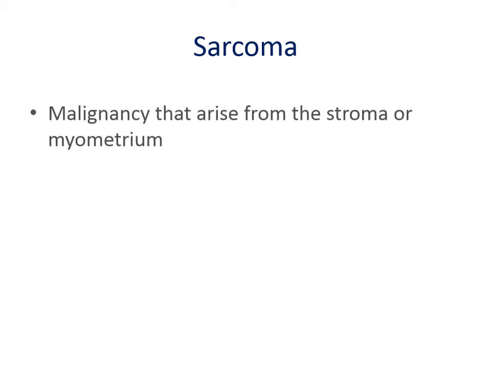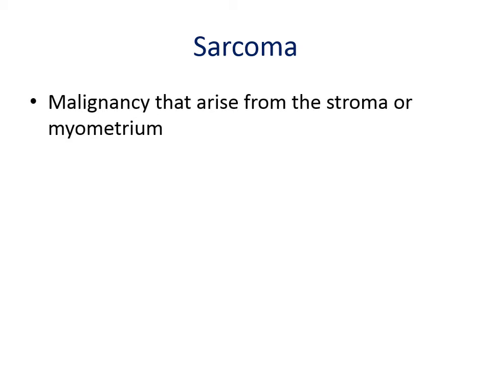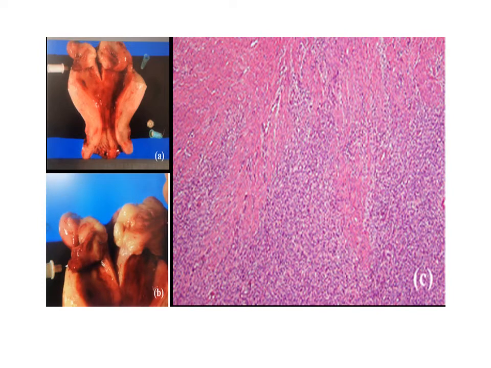The other type of malignancy affecting the uterus is sarcoma. Sarcoma is the malignancy that arises from either the stroma or from the myometrium. And this picture illustrates the gross appearance of a uterine sarcoma. As you see in figures A and B, it arises from the myometrium, while figure C is the histopathological view of sarcomatous tissue.